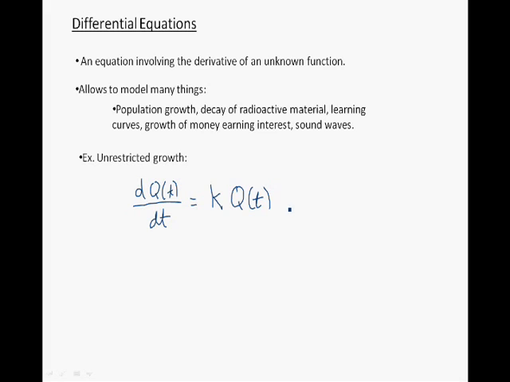Here q represents the size of the population, and what we see is that the rate of change of the population is proportional to the population size itself, and the constant of proportionality is k. And in unrestricted growth, the population size grows exponentially. Therefore, we have a graph that looks like this.